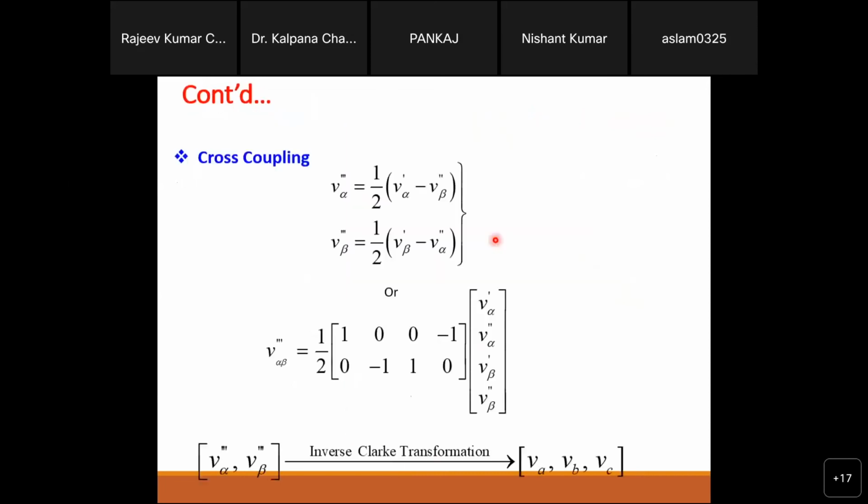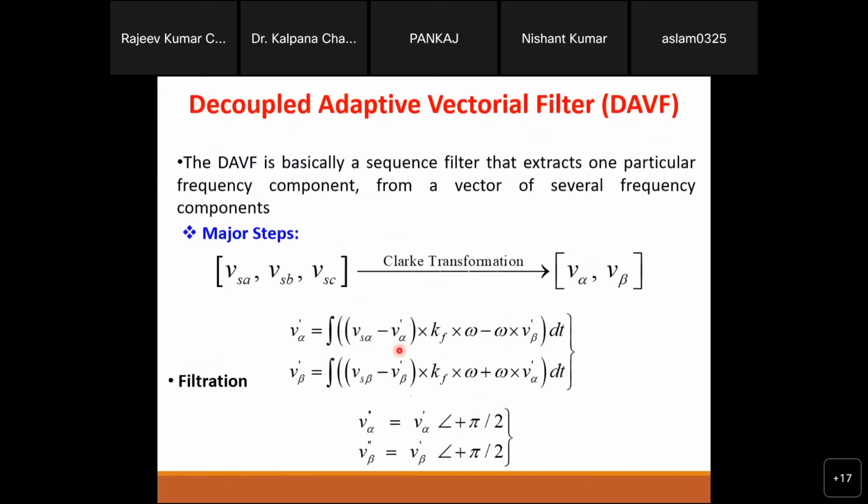In this decoupling behavior, we take the differences, multiply with one factor, and then multiply with omega. Omega here is the nominal frequency. This is not the actual grid frequency. Here we have used the grid nominal frequency. That nominal frequency is used here for the filtering, and after that you will generate V alpha dash and V beta dash.